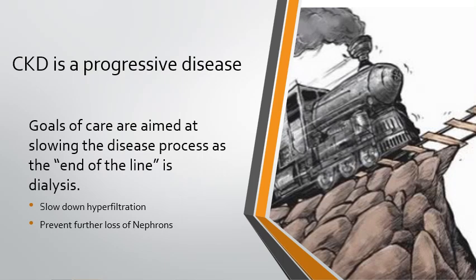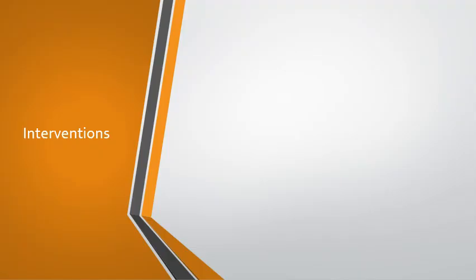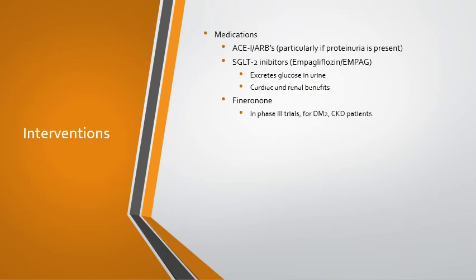So the two ways to do that is to slow down that hyperfiltration process we talked about and prevent any further loss of nephrons. If you do really well at these things, you can preserve kidney function fairly well. Typically, if patients do everything you ask of them and you get their blood pressure and diabetes under control, you only lose a point or two of GFR a year. But eventually every patient with CKD is a potential dialysis patient. The plan is to try and slow that down as much as possible. So the interventions for CKD, as you can imagine, are going to target diabetes and hypertension for the most part.